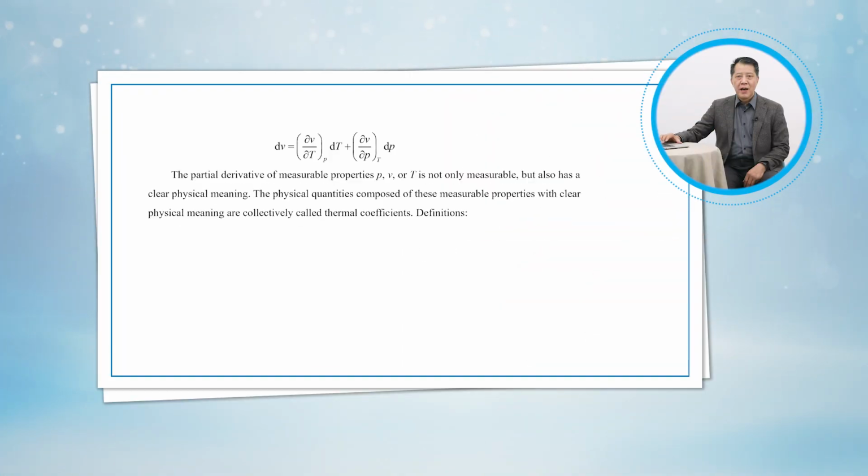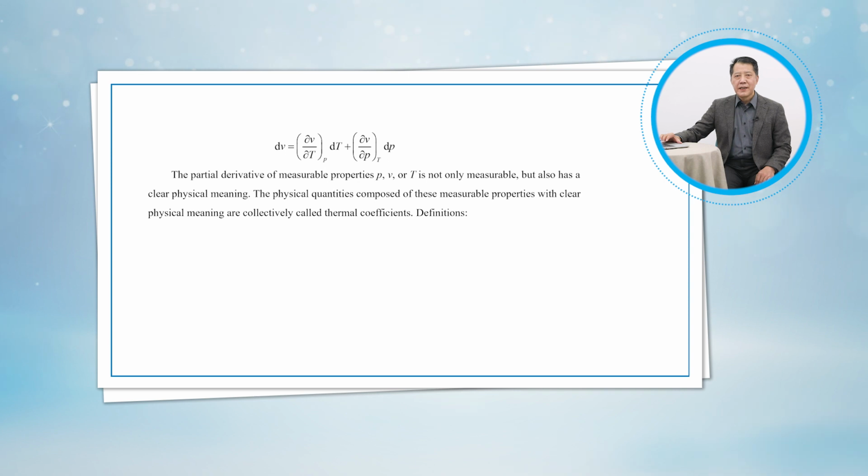The topic of this task is about the thermal coefficients. The partial derivative of measurable properties P, V, or T is not only measurable, but also has a clear physical meaning. The physical quantities composed of these measurable properties with clear physical meaning are collectively called the thermal coefficients.